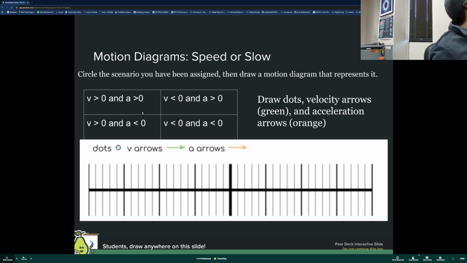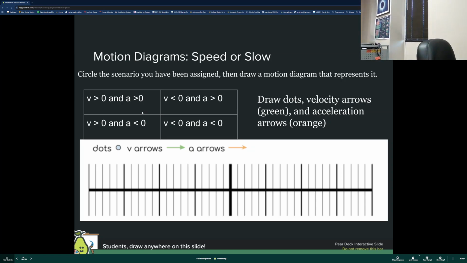If velocity is positive and acceleration is positive, are we going to be speeding up or slowing down? Speeding up. And how do I show speeding up with the dots? The gaps get larger. Exactly. So I could make a gap of 1, and then a gap of 2, and then a gap of 3, and then a gap of 4, and a gap of 5, something like that. And then I just connect the dots with the green arrows.